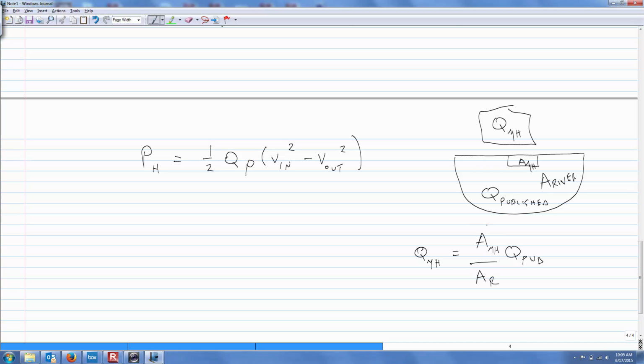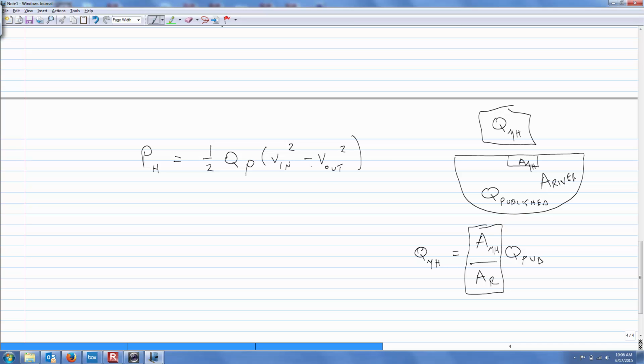So this little guy here is just a fraction. Obviously we're only taking a fraction of the river, so maybe it's going to be 1/100th, maybe it's 1/1000th, but you'll know that number. And then you'll be able to measure your Q. That's going to be your volumetric flow rate that's going through your device.